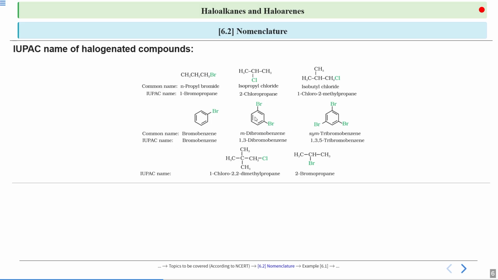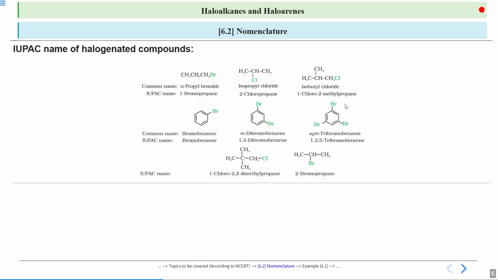The IUPAC name for this will be, you have to do the numbering in every case. So the numbering, you have to start from somewhere, right? So start from the carbon at which the halogen is present to give it the lowest possible number. So if you start from here, the one position is at which the bromine is present, then second, then at the third position bromine is present. So you write 1,3-dibromobenzene. Okay, 1,3-dibromobenzene is the IUPAC name of this structure.